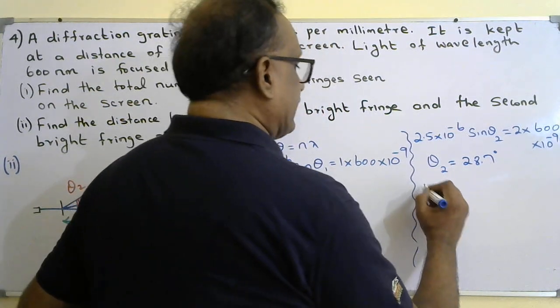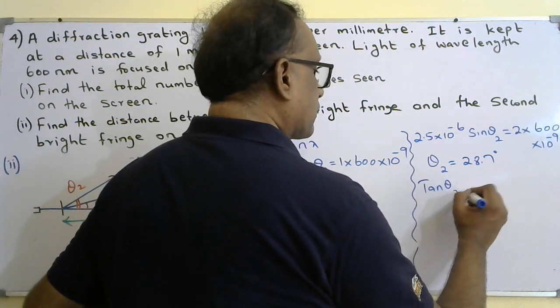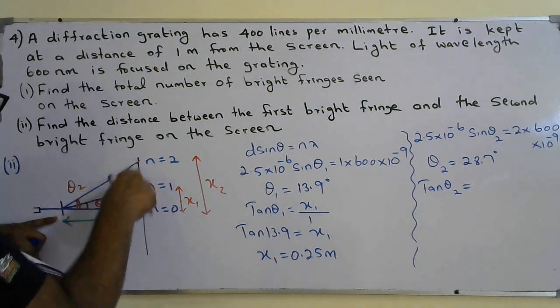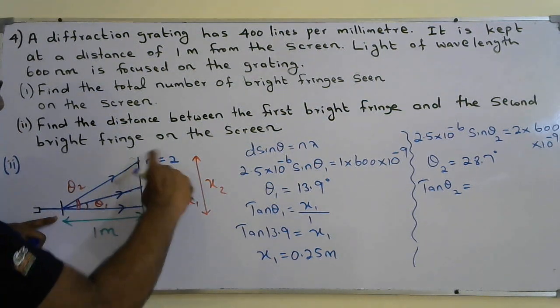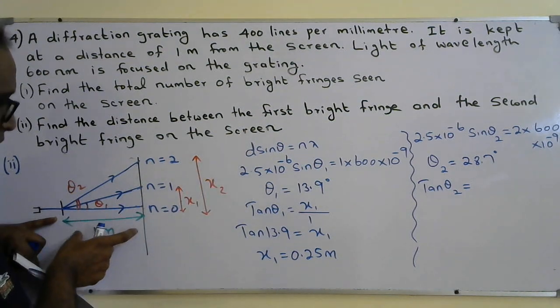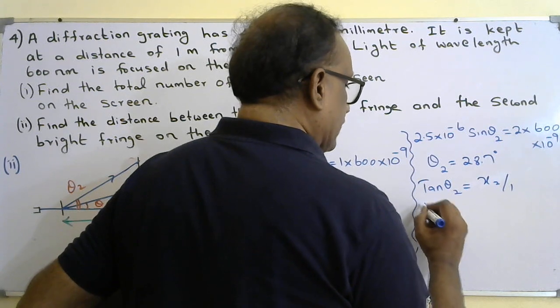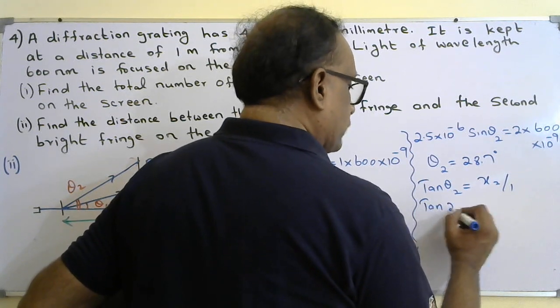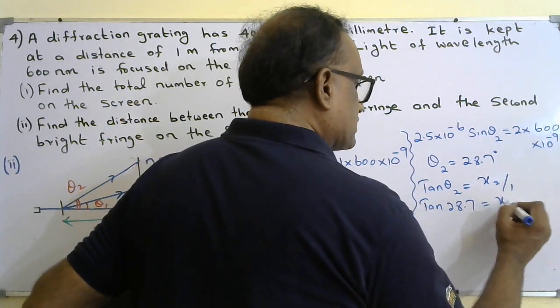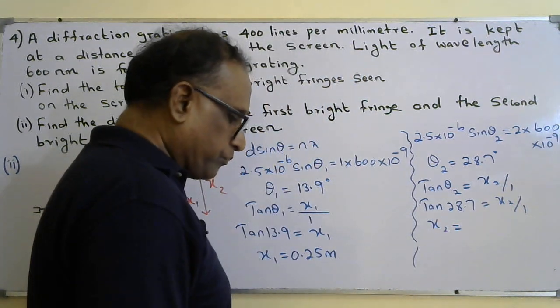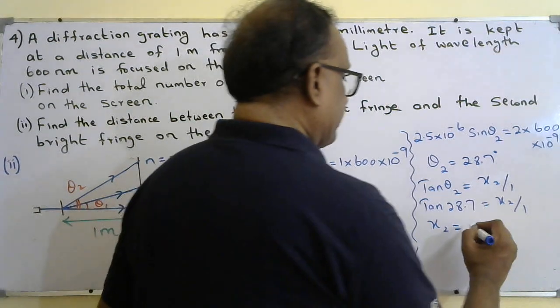So now use tan θ2. In this right angle triangle, tan θ2 is opposite, that is x2 over 1 meter. So tan 28.7 equals x2 over 1. Find x2. So x2 will be equal to 0.55 meters.